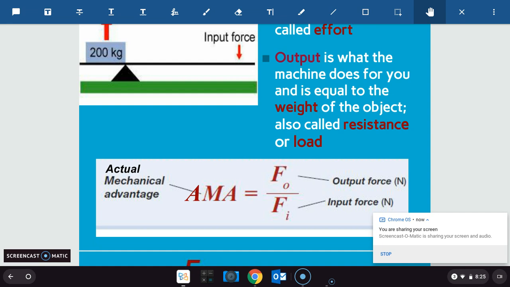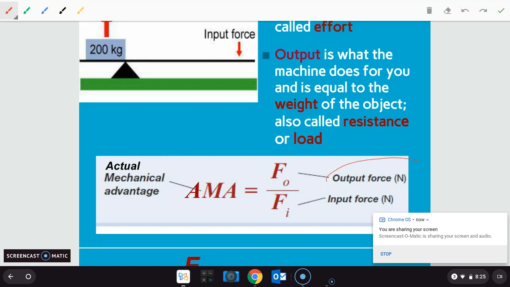Now, if you notice, over here with the forces, these are in newtons, but mechanical advantage has no units. That's because if you think about this as newtons divided by newtons, when I divide those things, they disappear and I'm left with no units. So mechanical advantage is a proportion or a ratio, so it has no label at all. It just tells you how many times your force is increased.